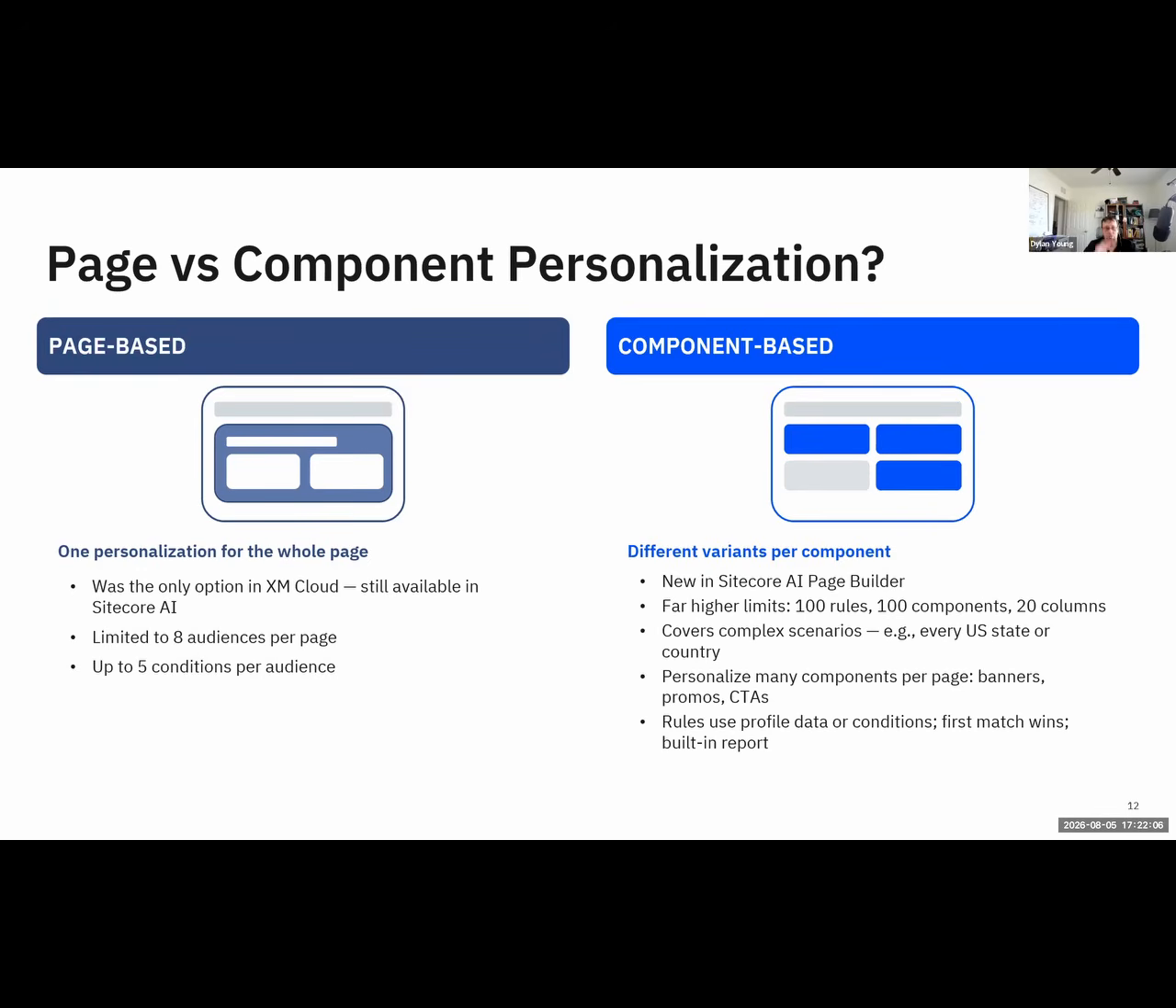So you could really build out pretty much any scenario that you want. If you had 100 rules, then you could have 100. That fits all 50 states basically. So that's basically the reason why you might want to choose component-based personalization over page-based.